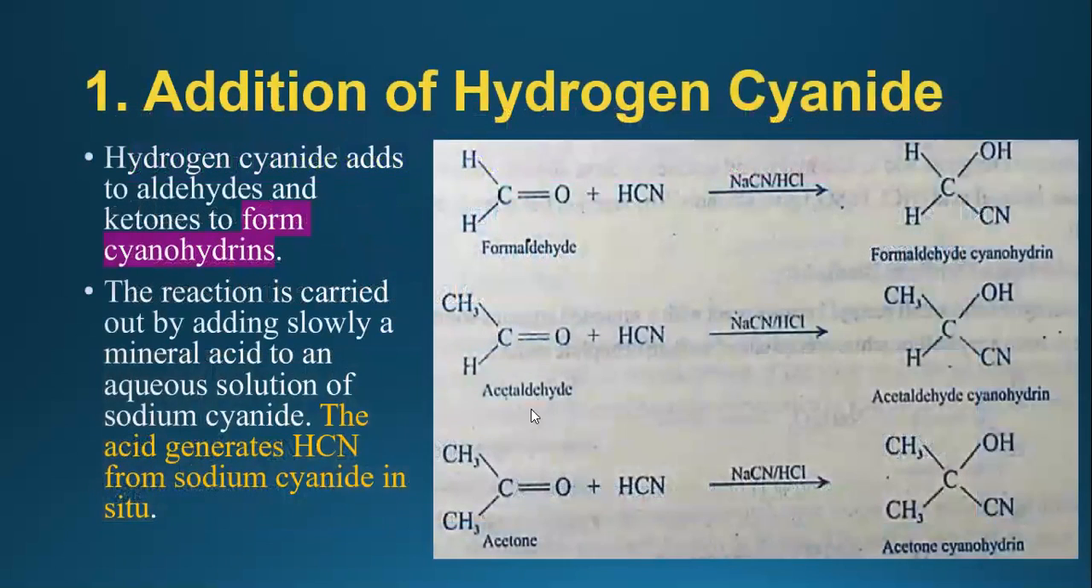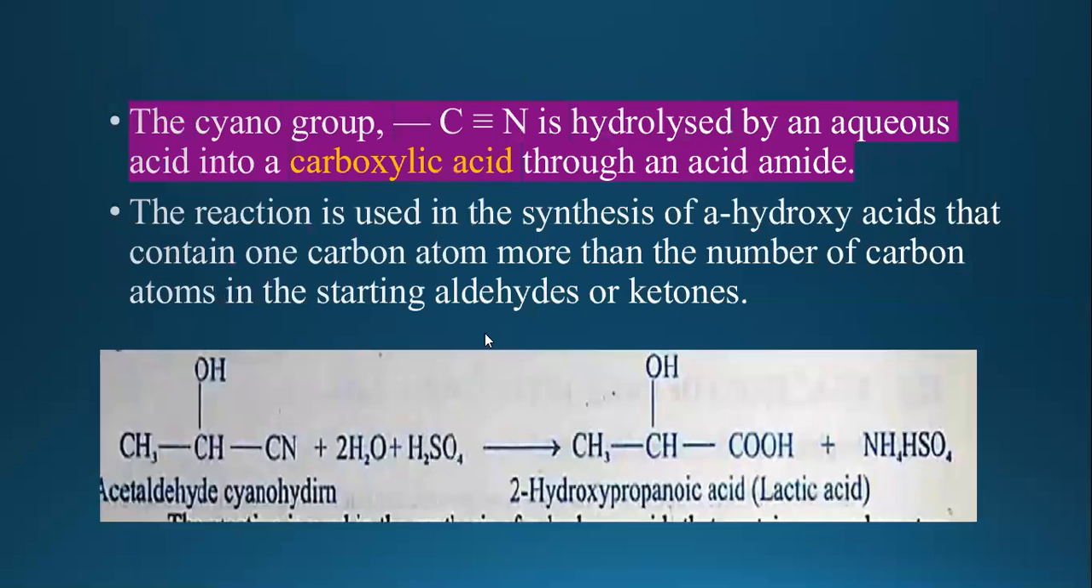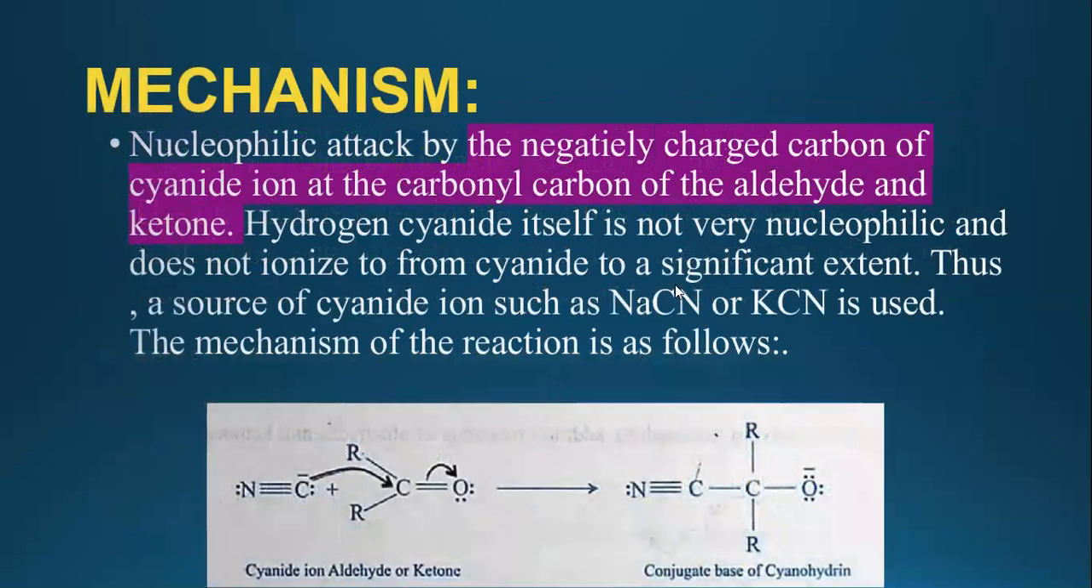If you look at the reaction here, you can see that the start of this reaction contains two carbons, but at the end of the reaction you see three carbon atoms. So the final compound will contain one carbon atom more than the number of carbon atoms used at the start in the aldehyde or ketone.